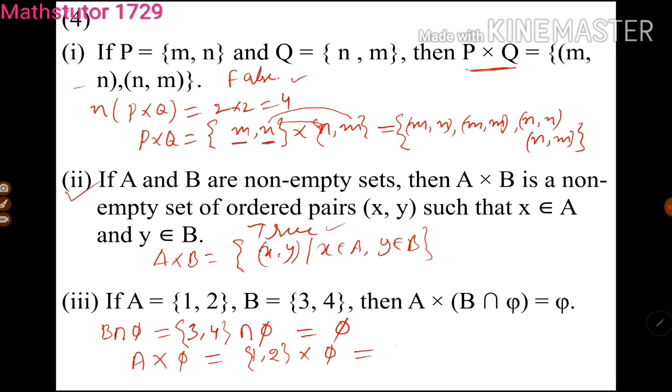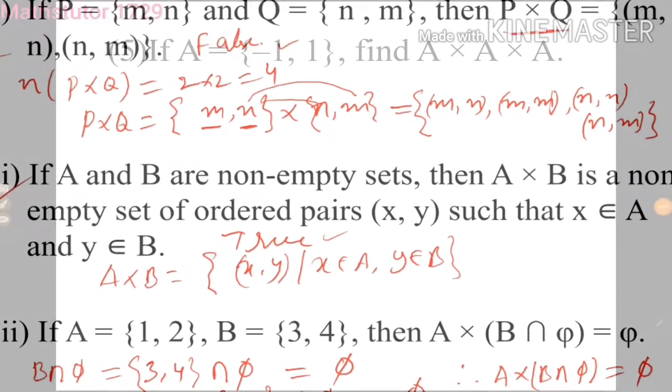This is also empty set, because if you want to write the ordered pairs, the first element comes from the set A and the second element comes from the set 5, but the set 5 has no elements to make the ordered pairs. So A cross 5 is also empty set. So the final result is equal to 5, which is a true statement. Now come to the next problem.